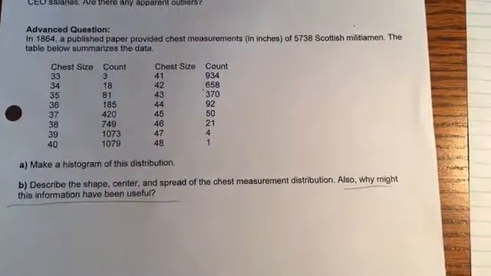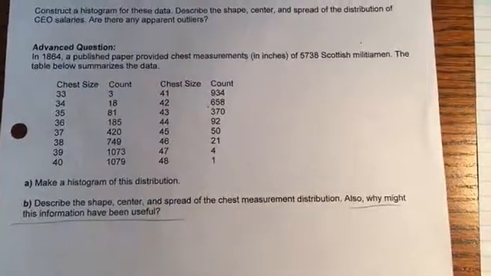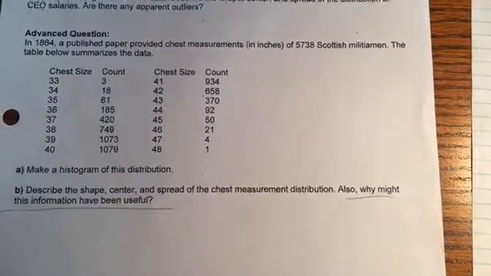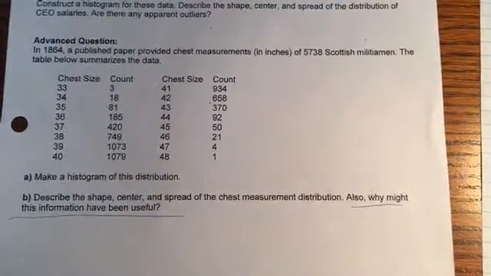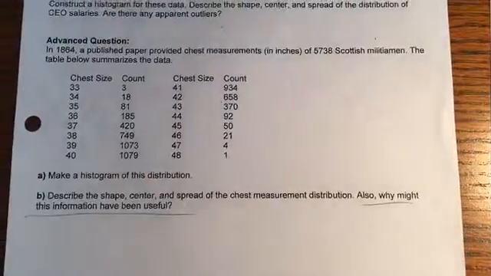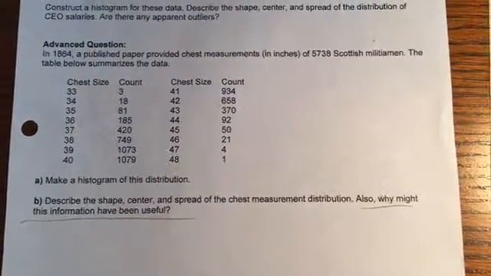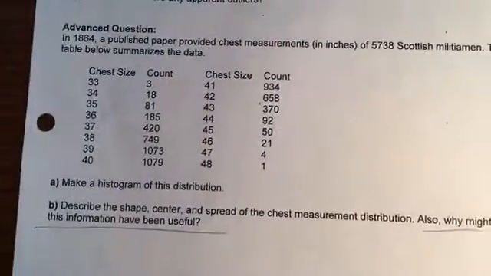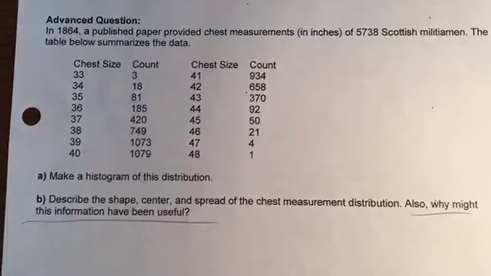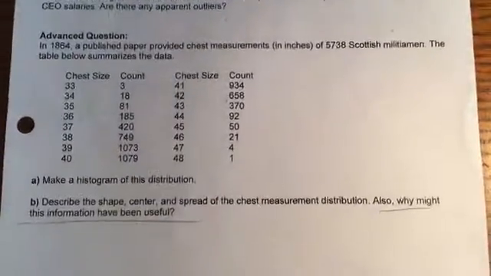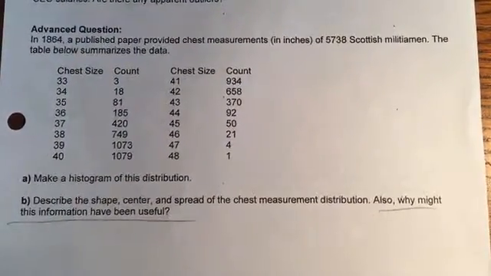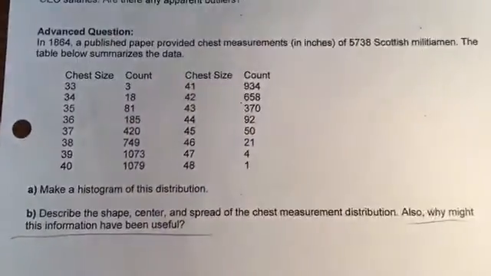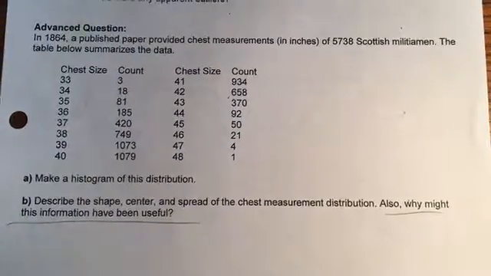The second problem on Video number 1 gives us various data points about chest measurements of 5,738 Scottish militiamen. This was recorded in 1864. They give us a table this time of frequencies rather than just various data points like in the first problem. Part A asks us to make a histogram.